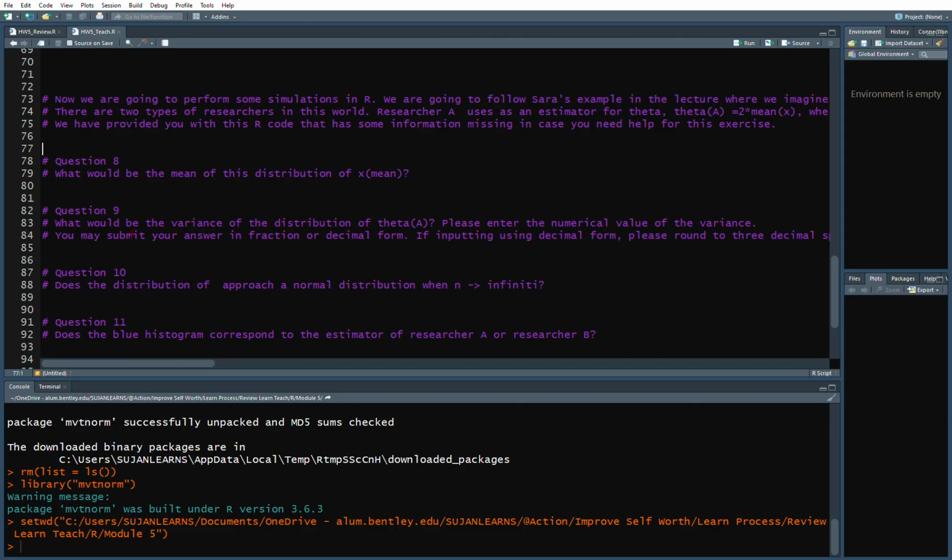Now, I will just read the brief introduction of the question. Let me go to question number 8. That's the first question for this section. It asks, what would be the mean of this distribution x mean? Let's say we have 1000 simulations of sampling. We sample 1000 times and for each sample we have 100 values.